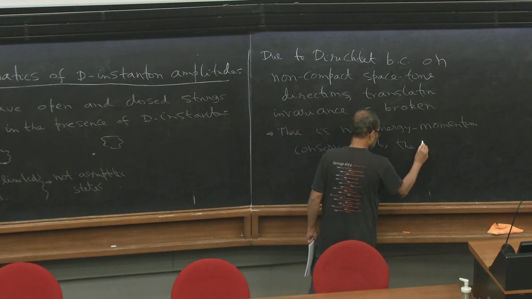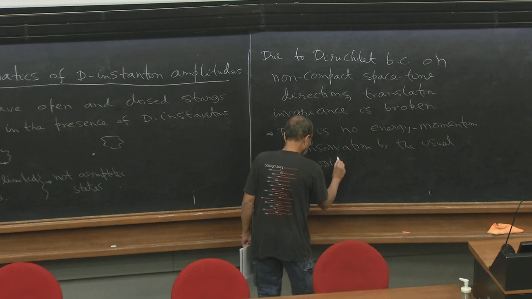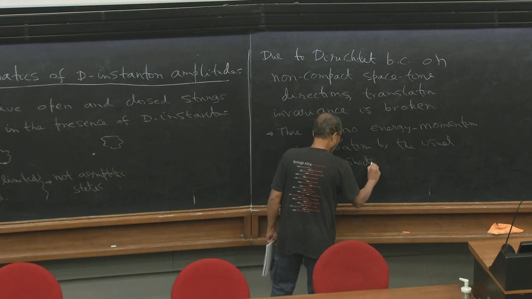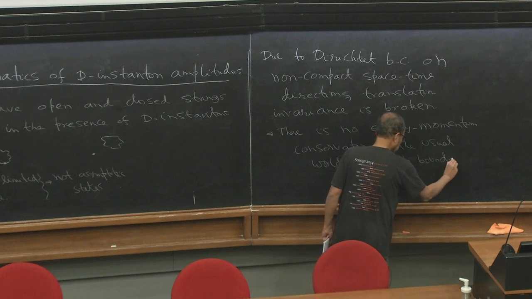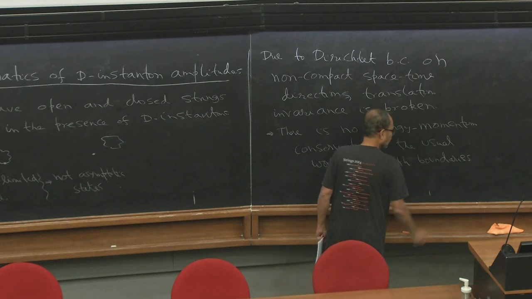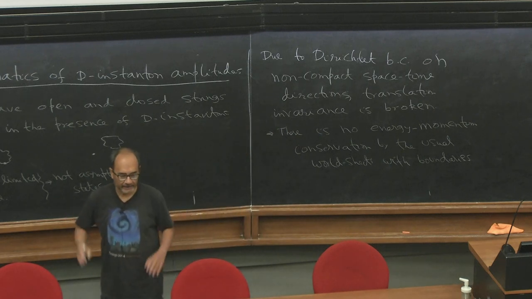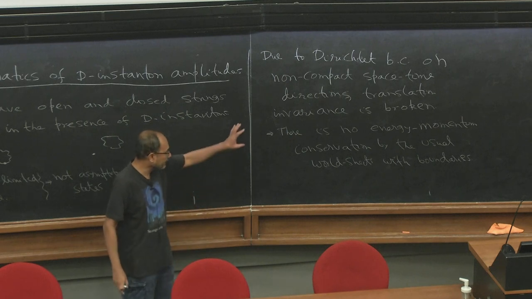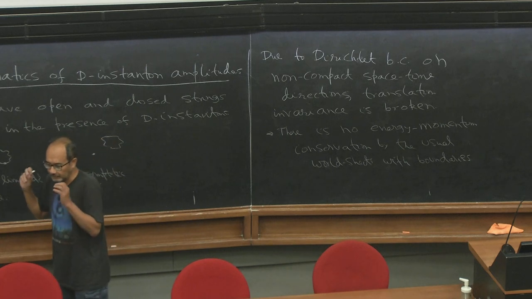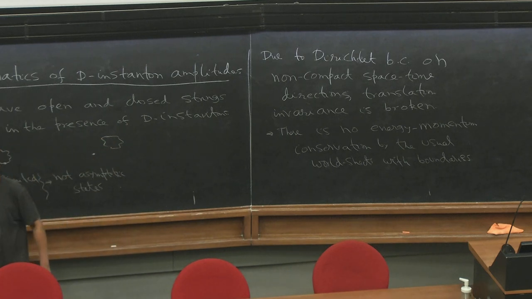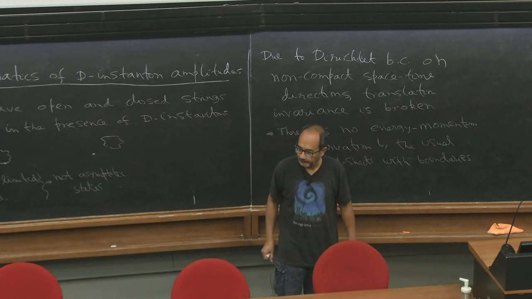By the usual world sheets. These are the world sheets with boundaries, because it's the boundaries which break the translation invariance. Eventually, of course, we'll see how the translation invariance is restored, how the energy momentum conservation is restored. But at the level of computation, when you do the standard string calculation, translation invariance is broken and hence we don't have energy momentum conservation.